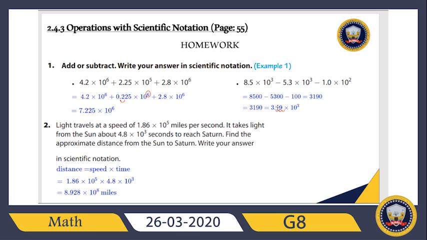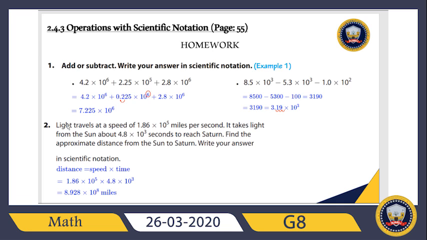Now the result is 3.19. Is this number between 1 and 10? Yes, then this is correct. Now times 10 to the power of what? Since I moved it 3 places, the power of 10 will be 3. So this operation has this result, 3.19 times 10 to the power of 3.